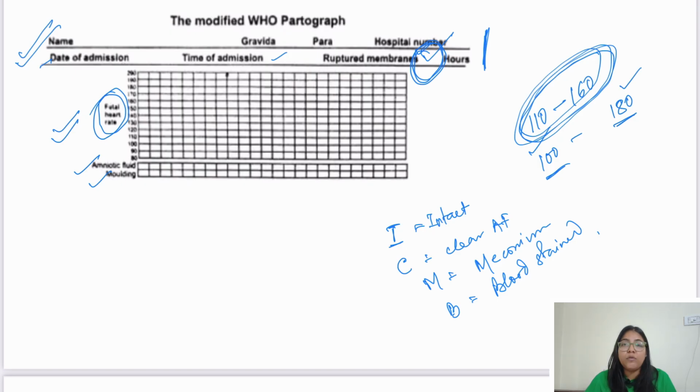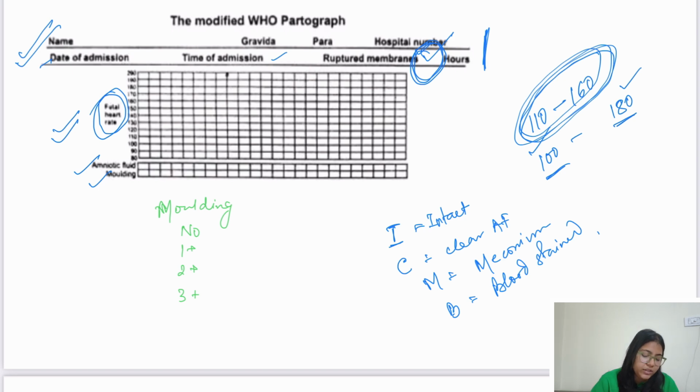Then comes molding. Molding can be no molding, or it can be 1 plus, 2 plus, or 3 plus. What is molding? Molding is when the skull bones of the baby touch or glide over each other, mostly the two parietal bones, when the baby passes through the birth canal.